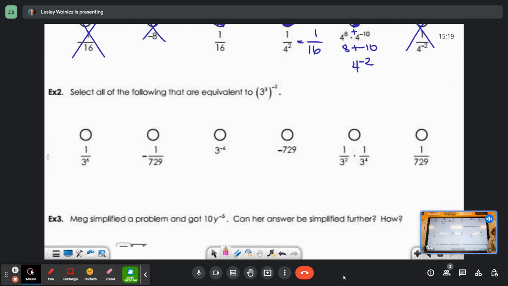This one kind of looks like it has 2 powers. How can we simplify this so that we just have 1 power? What rule from yesterday do we have to use? Power to a power, which says that what do we do with the powers? Yeah, we multiply them. So what is 3 times a negative 2? Yeah, so it's 3 to the negative 6. Well, shoot, I see that one right here.